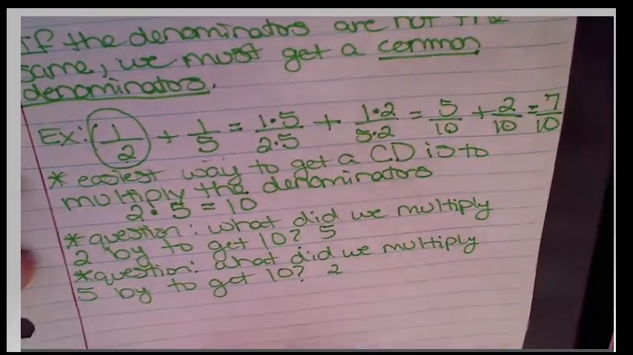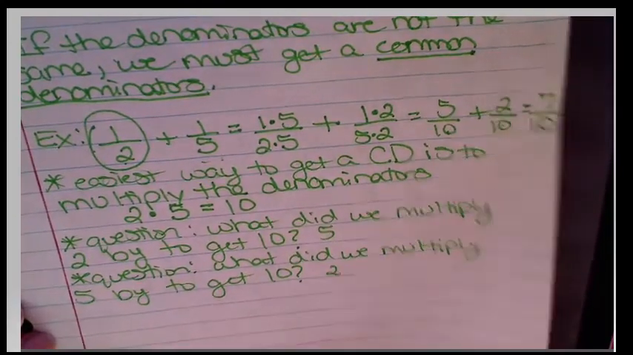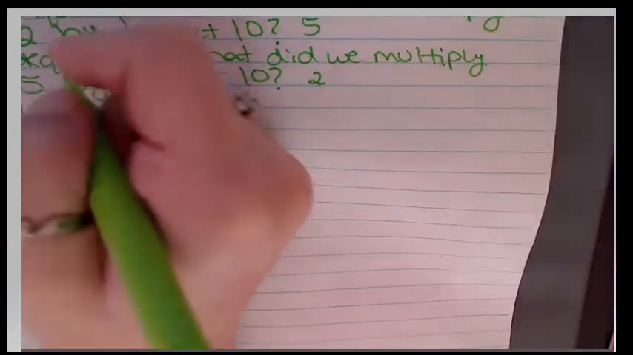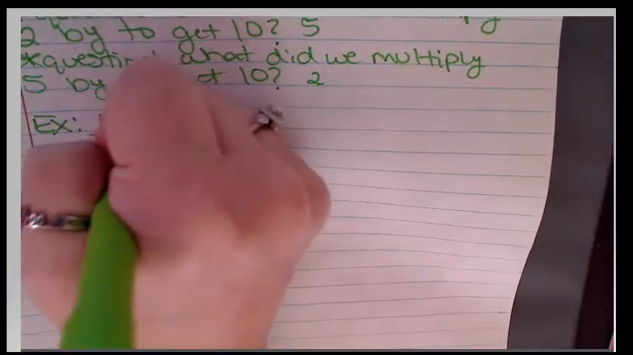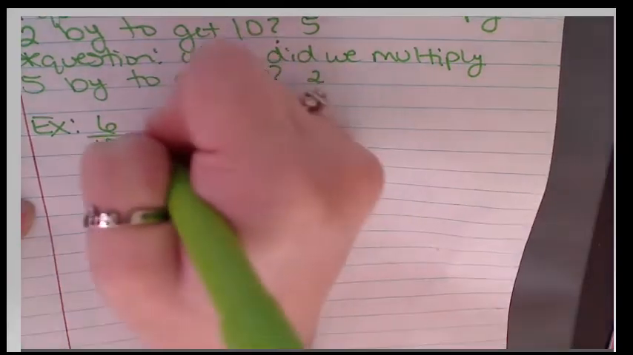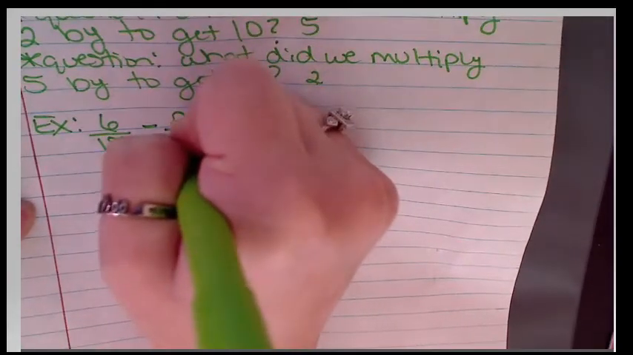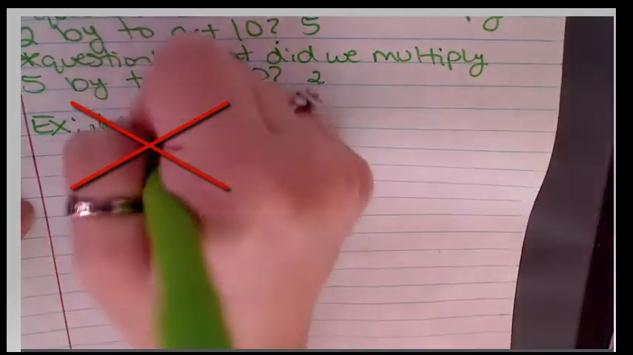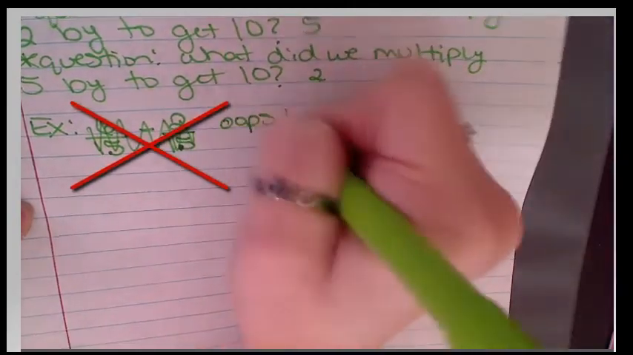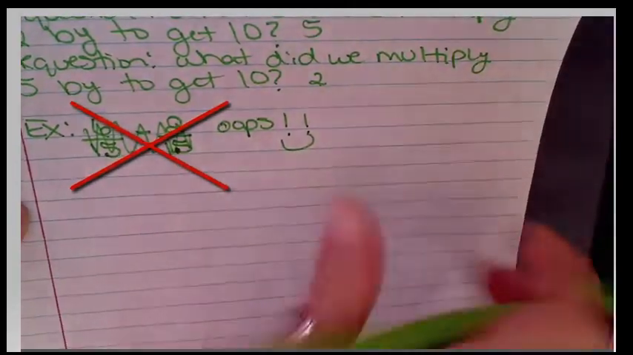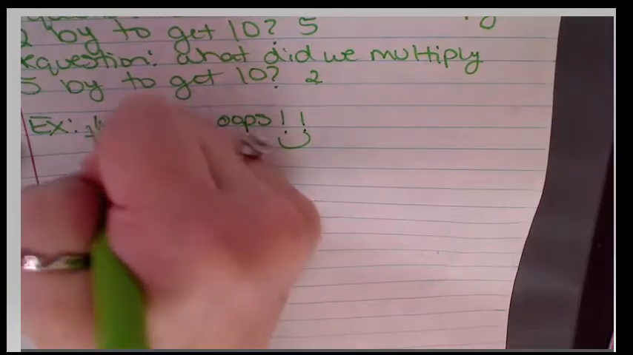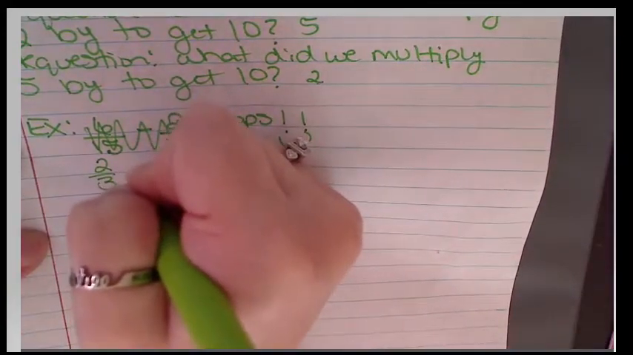Let's do one that has subtraction in it. Okay, we're going to scroll down. Alright, so let's do another one. Let's do 6 over 15 minus 2 over 15. Oh, sorry, that's the one from previous. Let's not do that one, because we want to learn how to do them without the same denominators. So let's do 2 over 3 minus 1 over 2.